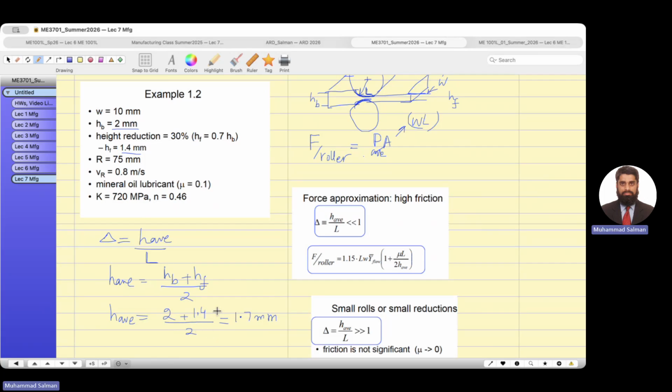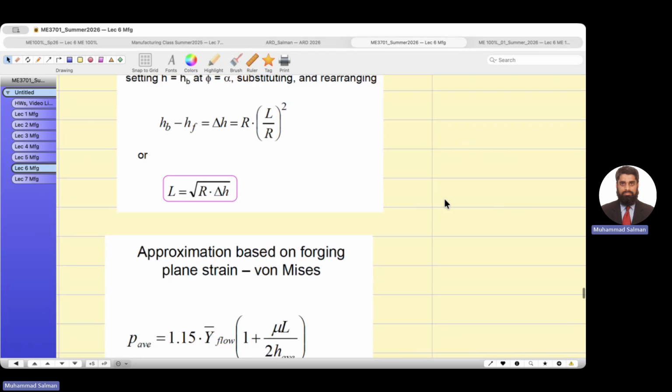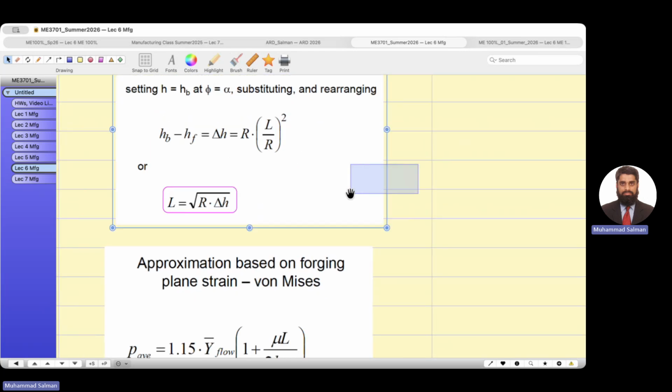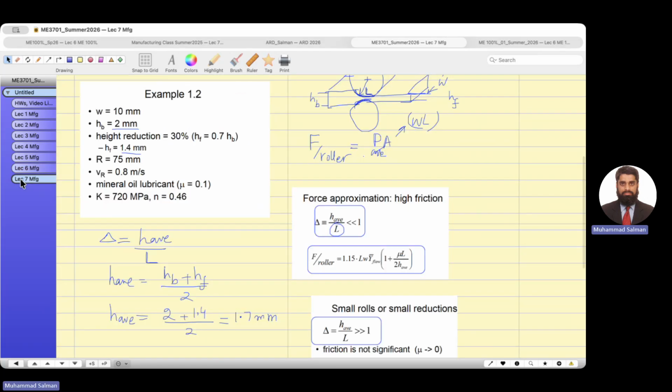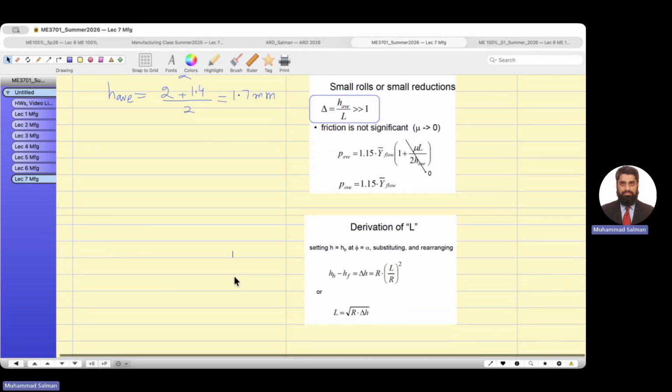Okay, now you will find out what is L. What is L? And then I will take you to the formula. The formula for L is not difficult. This is L. Look. L is the square root of R times delta H. So I'm bringing those slides into your knowledge. You don't have to derive this formula. You just use them for solving the question.